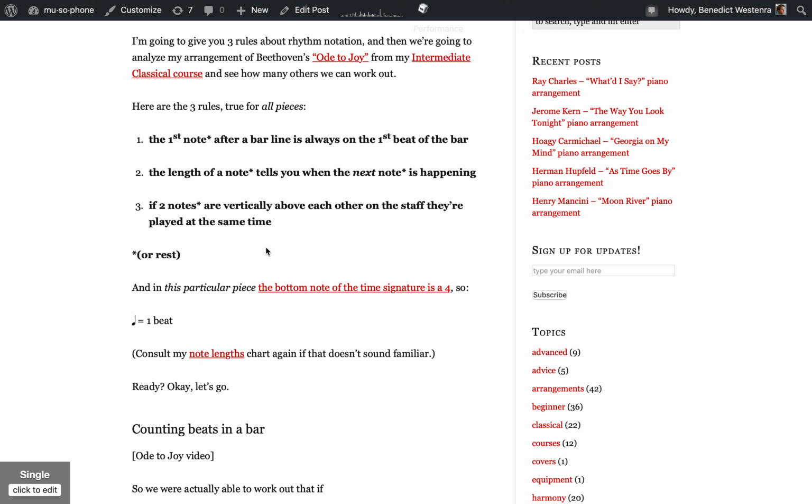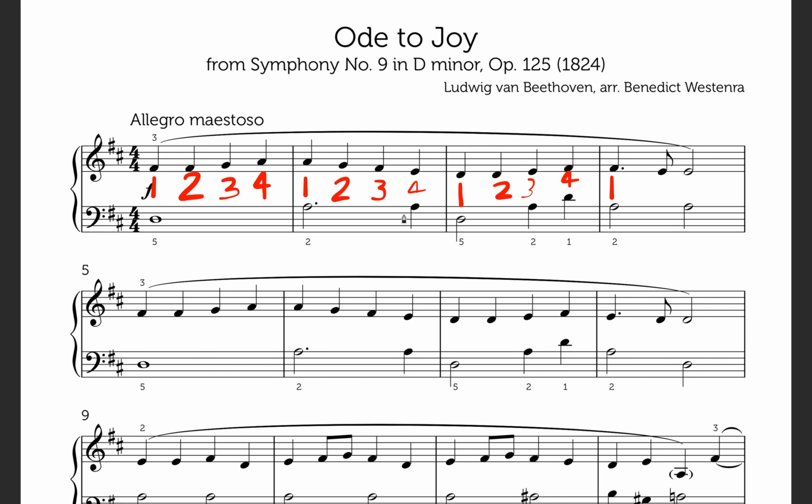So now rule 3: if 2 notes are vertically above each other on the staff, they're played at the same time. So for instance, these 2 notes here are vertically above each other, so they're going to get played at the same time. That's always true of music notation.